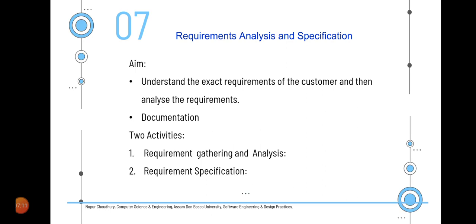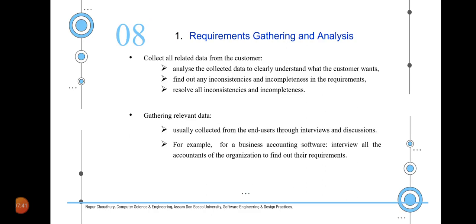The next phase is the requirement analysis and specification phase. The main aim of this phase is to understand the exact requirements of the customer and then analyze the requirements. And after it is understood and analyzed, it is finally documented. We can also consider this documentation of requirement analysis and specification as the exit criteria for this particular phase. There are two major activities which are carried out, the first being requirement gathering and analysis, and the second part is the requirement specification.